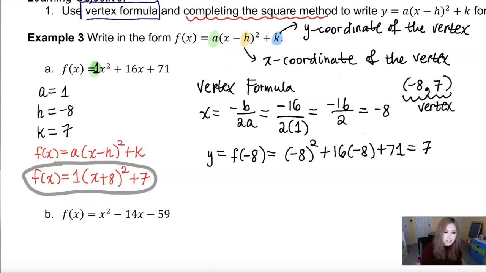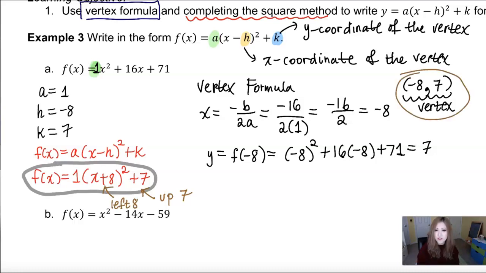But if you were looking at this and talk about transformation, you see your graph will be shifted up 7 units, right? And we see our graph will be shifted left 8 units. And that makes perfect sense. The vertex is at negative 8 and 7. So they should all connect, right?